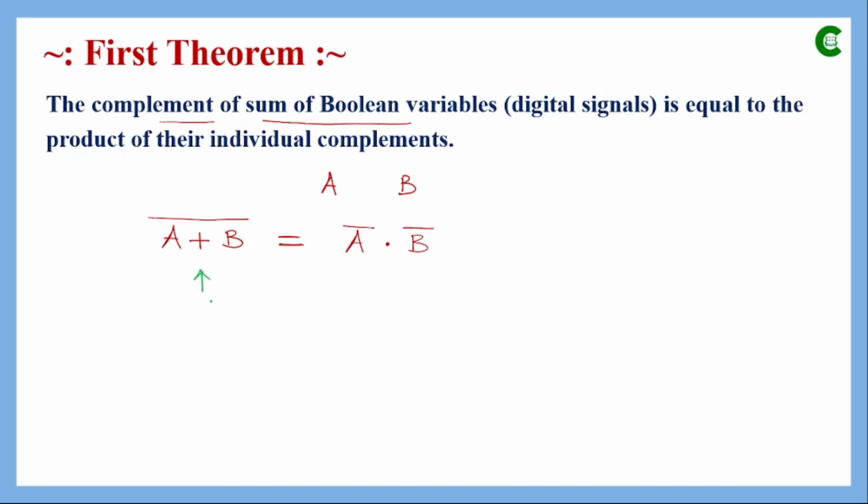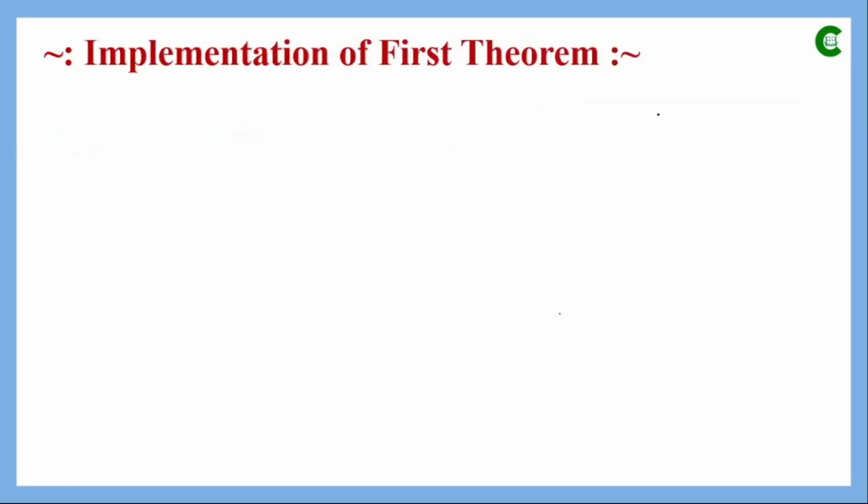Here, by the sum of two Boolean variables, we mean the OR operation that we already know, and the product of their individual complements means the AND operation, which we have already learned in the class on logic gates. Next, we will use De Morgan's theorem to simplify a Boolean expression. So our theorem is (A plus B) complement equals A complement AND B complement. Here we have the OR operation and here we have the AND operation.